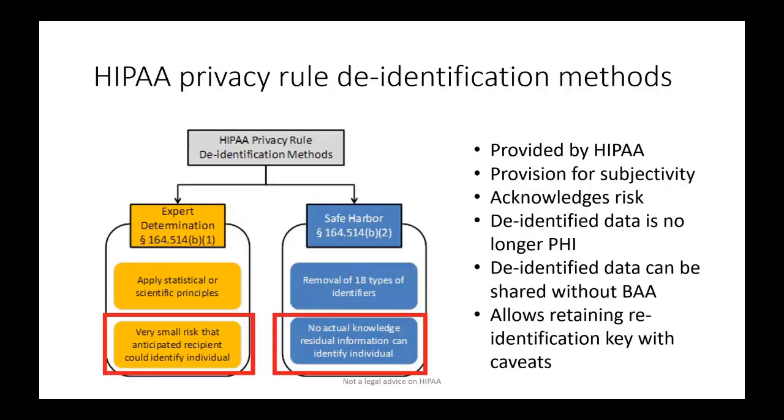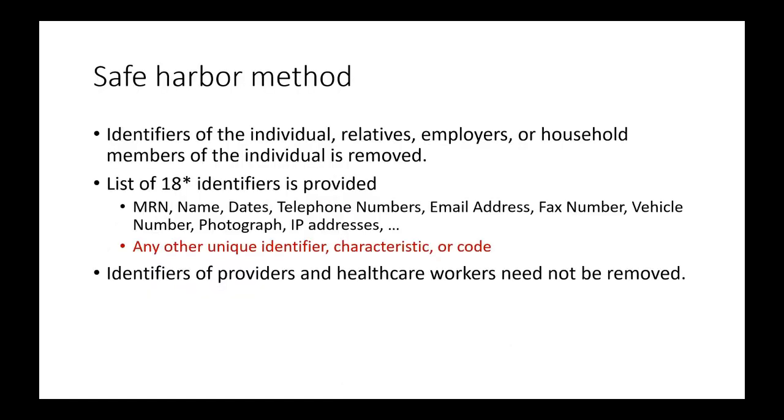So let's talk about both these methods one by one. The safe harbor method, as I said, provides a list of 18 identifiers. There is a complete list available on the HIPAA website, and these are some examples of those fields. And these fields, if you notice here, it's an exhaustive list.